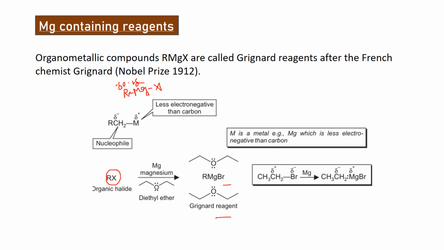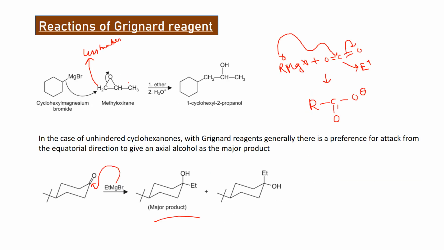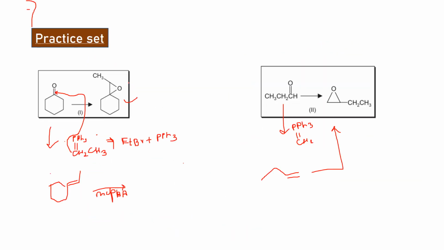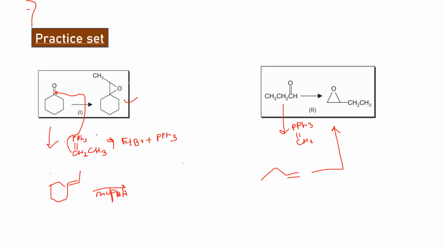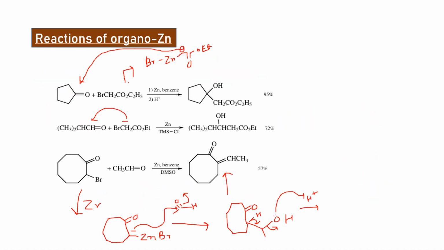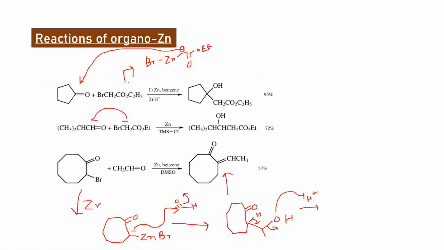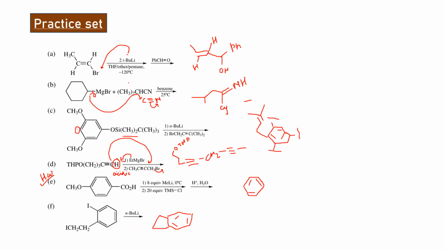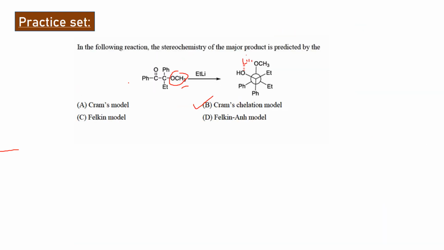Then we moved to Grignard reagents and their reactions and examples. Then we compared the reactivity and regioselectivity of Grignard and lithium compounds. Then we tried to solve some practice questions. Then we discussed a bit about zinc organocomplexes. Then we moved to solving some previous year questions from GATE and NET.